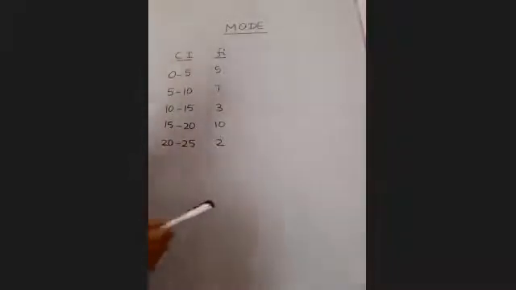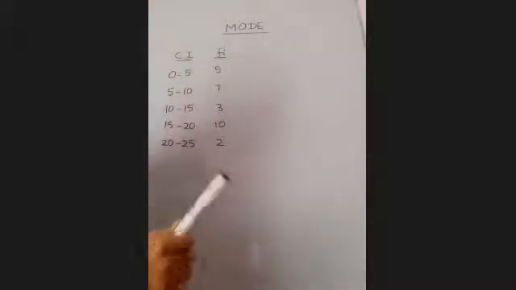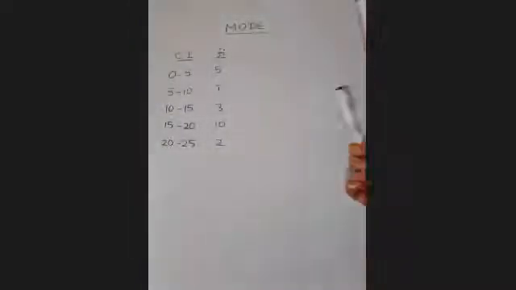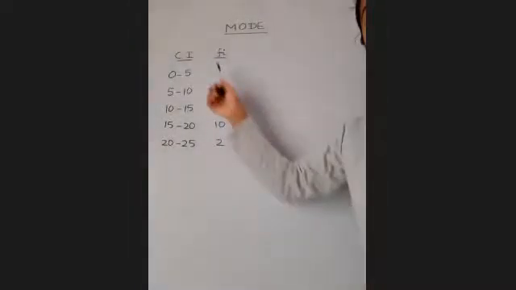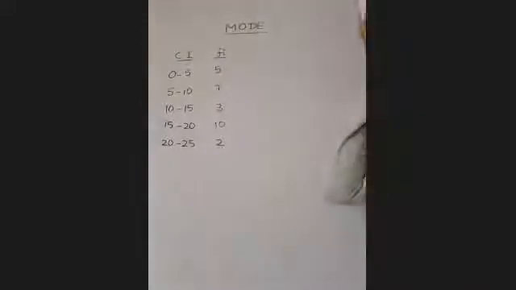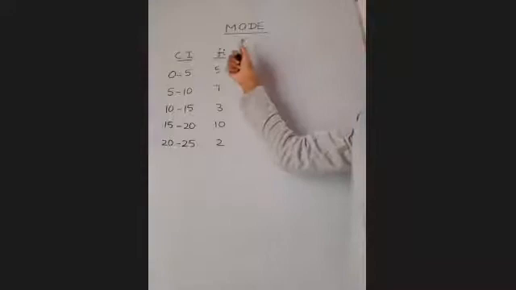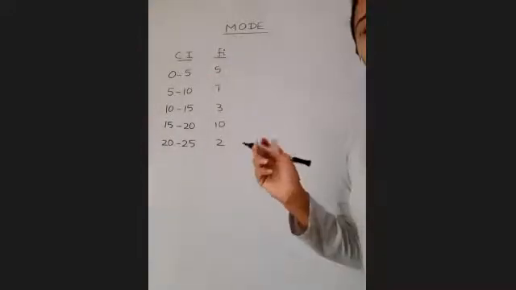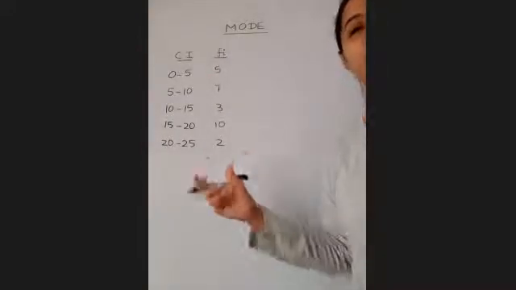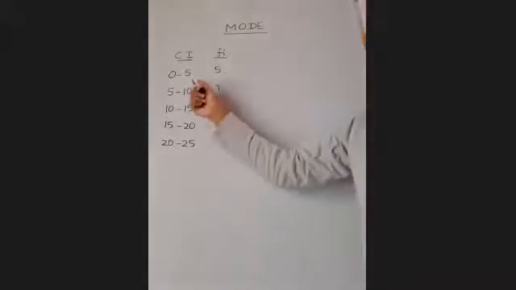Mode, as we know, is the highest occurring number, the observation that repeats the maximum number of times. But here in this question, we are not given ungrouped data, but grouped data. Now, how to take care of mode in grouped data?